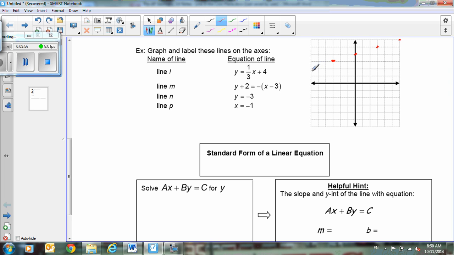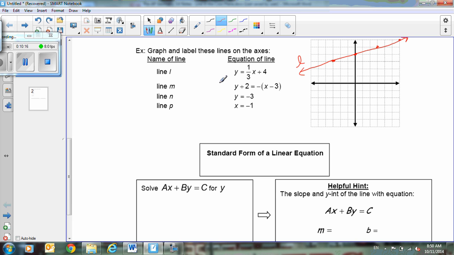Now, I highly recommend you grab a straight edge and draw your line. Just a warning ahead of time, I don't have a straight edge on this air slate, so I'm going to do the best I can to get a straight line, and that one is not too bad. All right, and the directions said to graph and label these lines, so this is our line L.